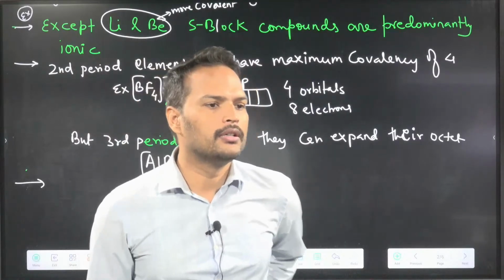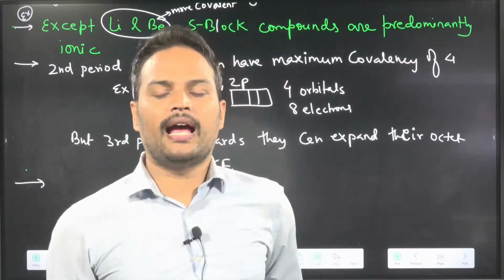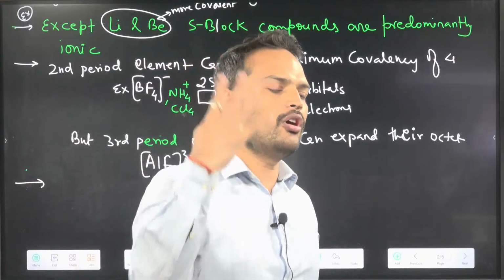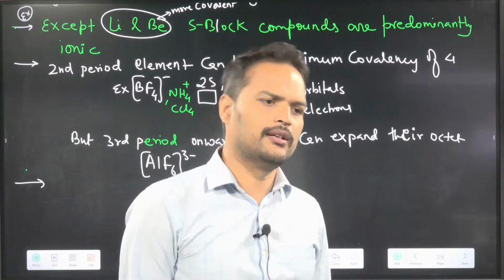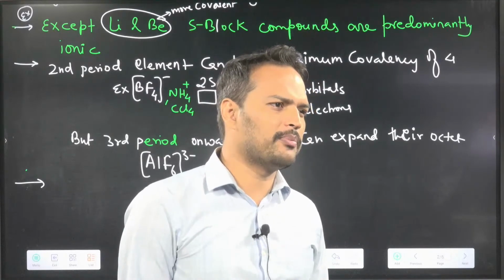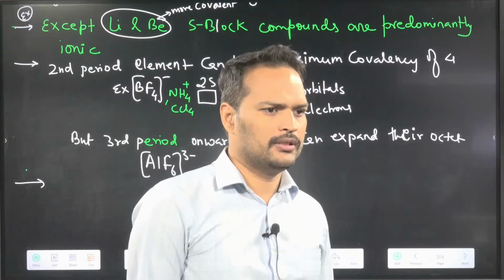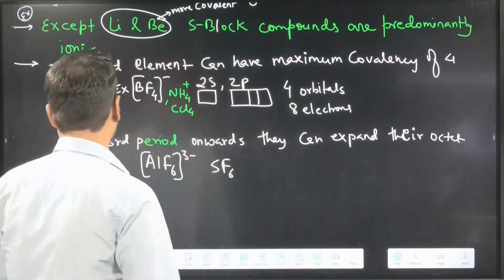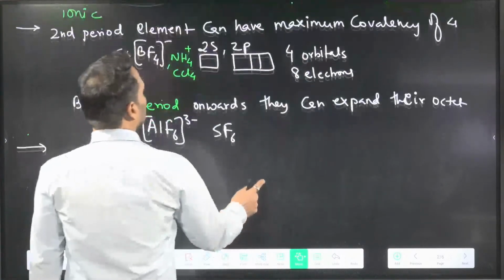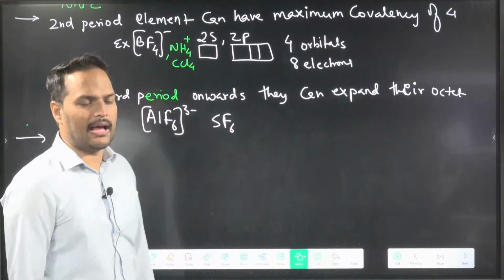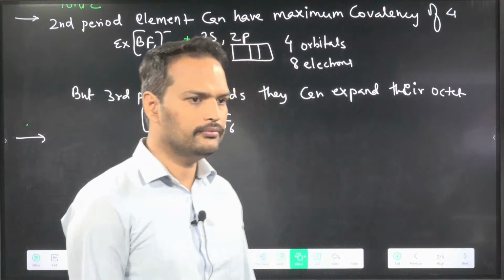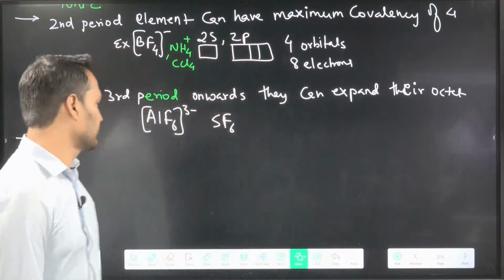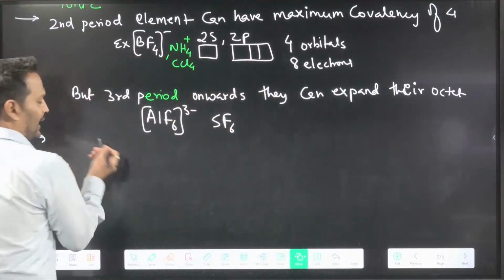Why? Because they have only 4 orbitals. There are no d orbitals. Correct? Understood the point? Yes or no? In the second period we can have only 2s, 2p. You don't have 2d. Okay? Okay, fine. So I'm writing the third point.